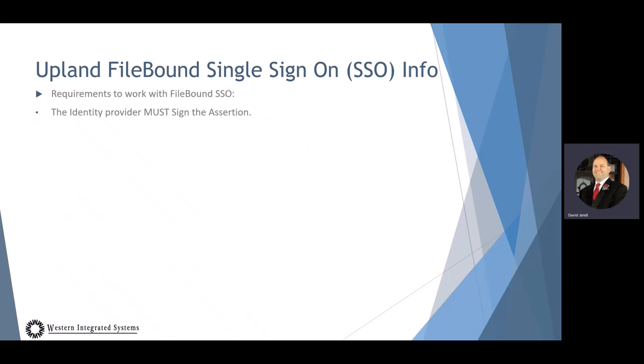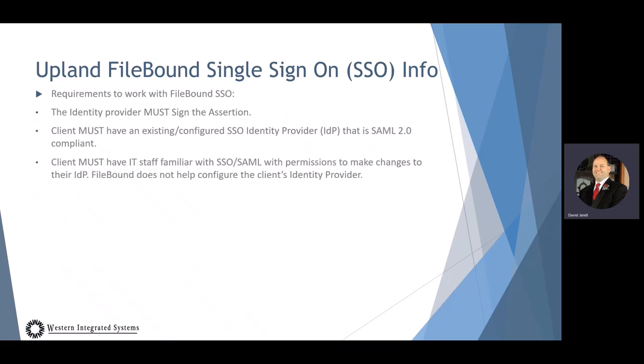The identity provider must sign the assertion. The client must have an existing or configured single sign-on identity provider, IDP, that is SAML 2.0 compliant. The client must have IT staff familiar with single sign-on and SAML with permissions to make changes to their IDP. FileBound does not help configure the client's identity provider. That would be the responsibility of the organization or the company.